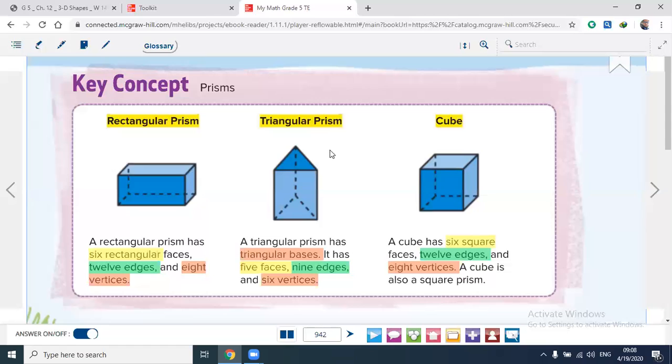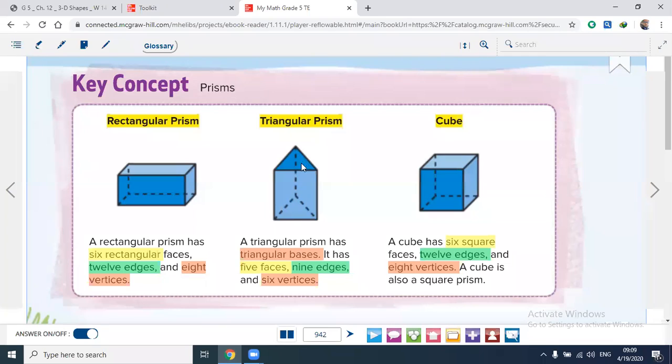The third one here is the triangular prism. It is named triangular because two of its faces look like triangles, as you see. So it is called a triangular prism. A triangular prism has triangular faces. The bottom and the top are called bases.